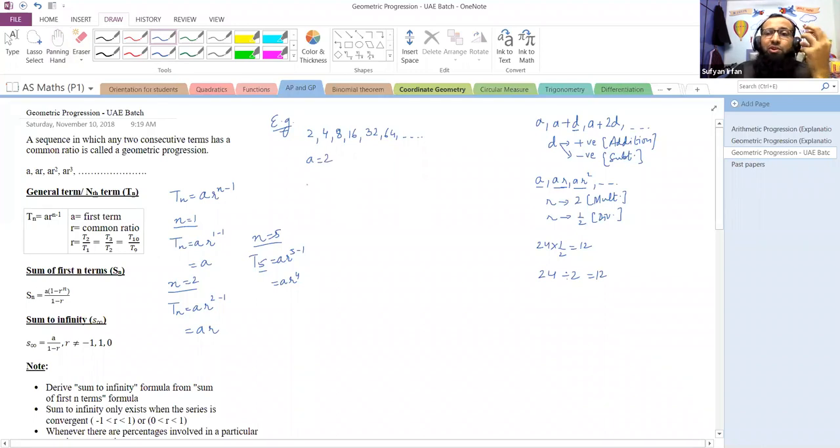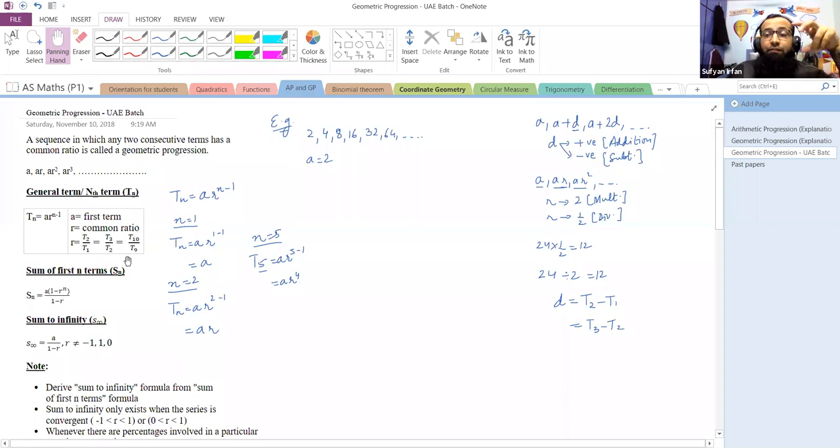Now, how can we obtain a common ratio? To obtain the common difference, the formula that was followed was to subtract any two consecutive terms. So T2 minus T1, or we can say T3 minus T2. Similarly, to obtain the common ratio, the formula that we have is T2 upon T1, T3 upon T2, T10 upon T9. What does this mean? This means that any two consecutive terms can be divided to give us the common ratio.